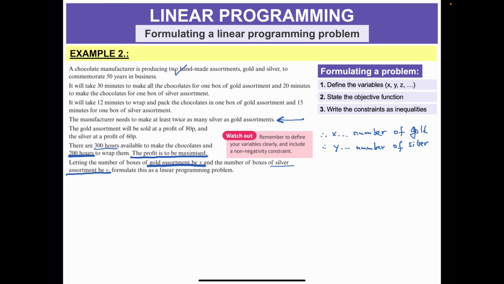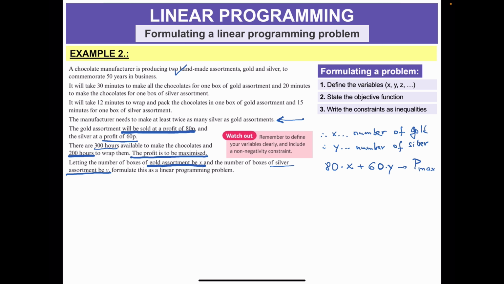My objective function is to maximize the profit. The profit will be made when I sell the gold one, so 80 times the number of gold packages plus 60 times Y, the number of silver packages, and then this will give me the profit that will be maximized. So this part is also done.